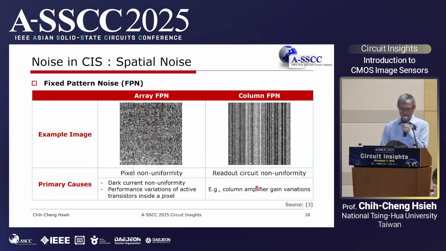Why is this so important? Because usually the pixel designer and the circuit designer are a different group. So sometimes there will be some argument about why your chip is not working. So this result will give you a clear clue that if you see a column fixed pattern noise, you should know that's your problem, that's your circuit design issue.